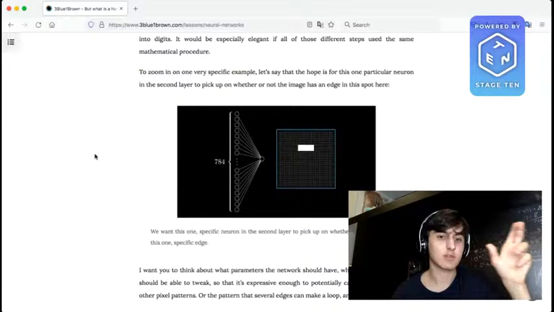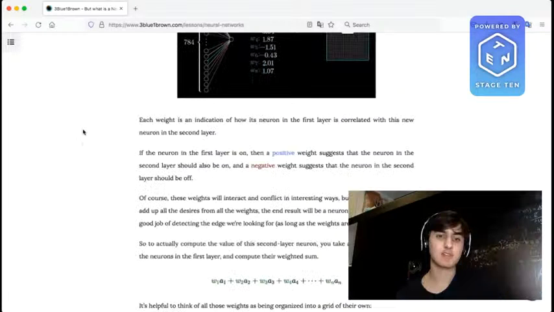Each weight is an indication of how its neuron in the first layer is correlated with this new neuron in the second layer. If the neuron in the first layer is on, then a positive weight suggests that the neuron in the second layer should also be on. And a negative weight suggests that the neuron in the second layer should be off.